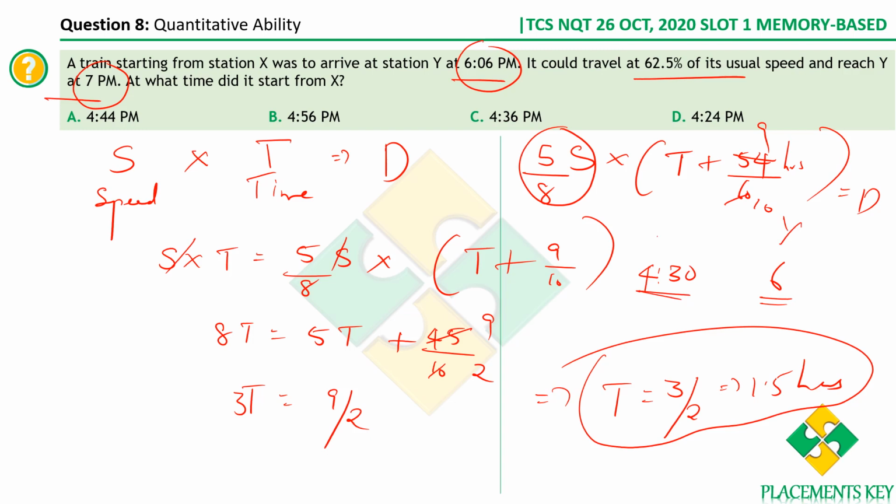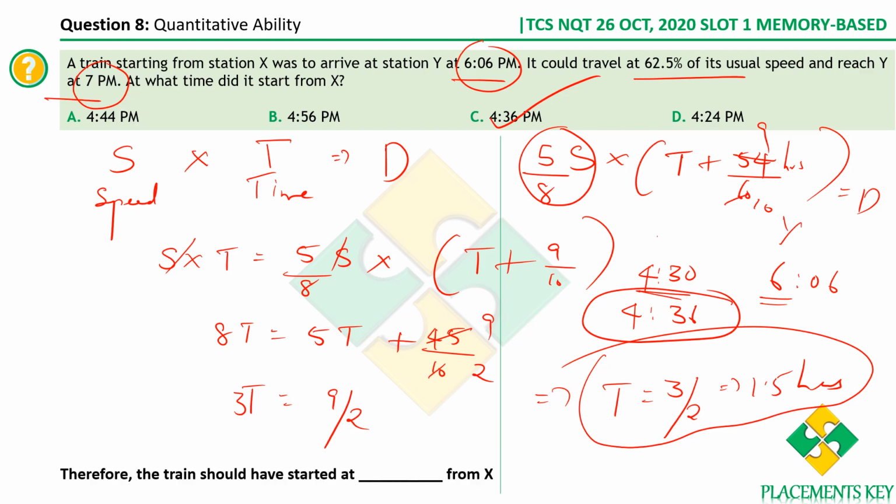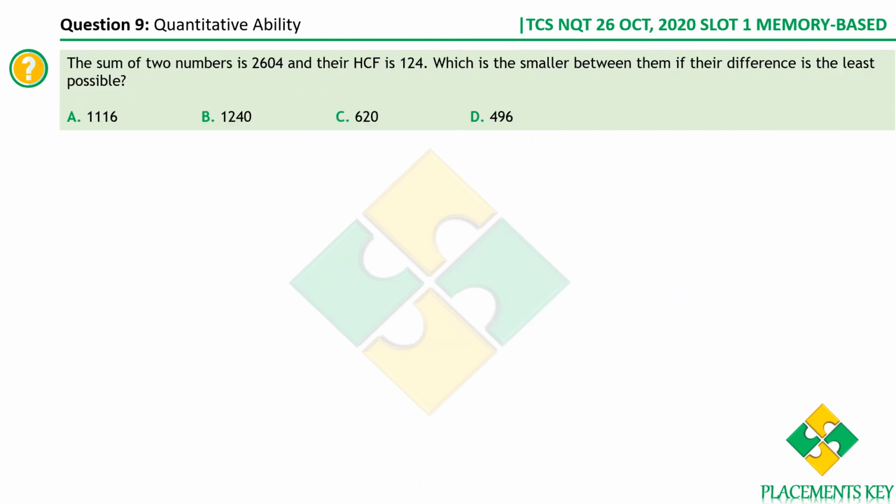But since he reached 54 minutes late, just add 6 minutes to it. So when does he start? He starts at 4:36 p.m. Is that clear? So option C. Equating distances, you get the answer easily here. So the train should have started at 4:36 p.m. from X.